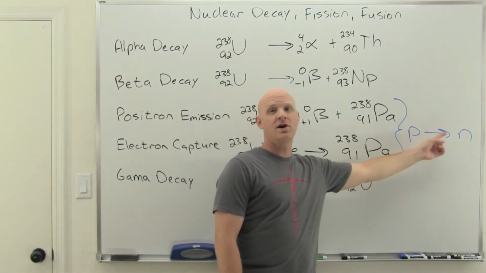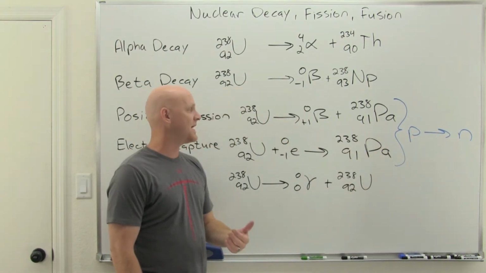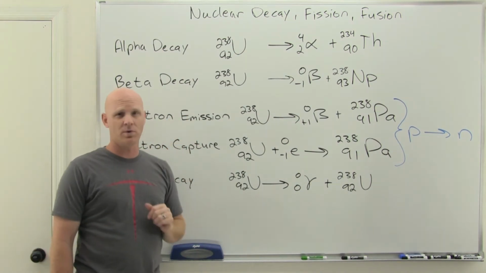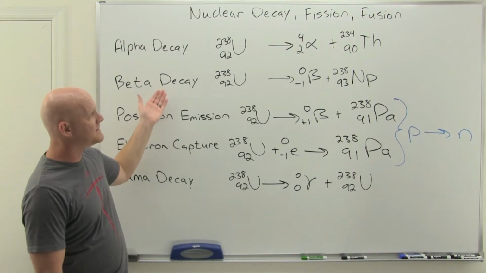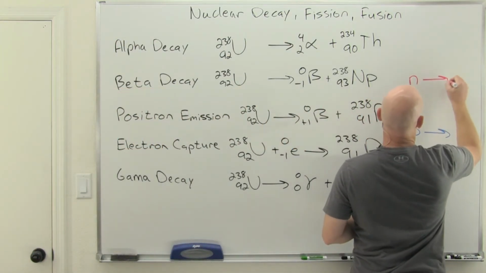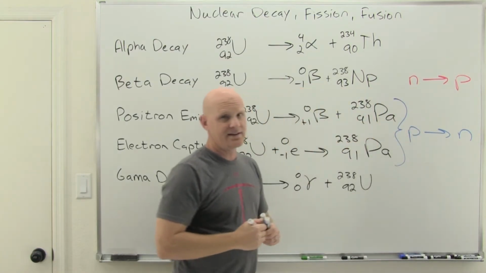We've converted a proton into a neutron. That's what both positron emission and electron capture accomplish. That's definitely worth knowing. All right, if we look at beta decay, it's actually the exact opposite. We're going to be converting a neutron into a proton instead.